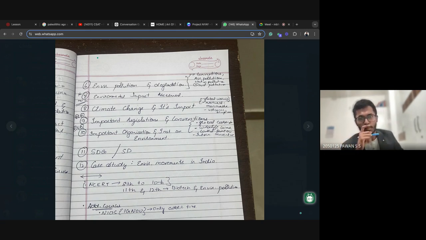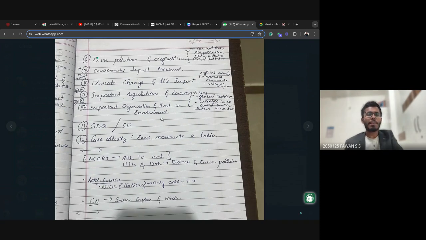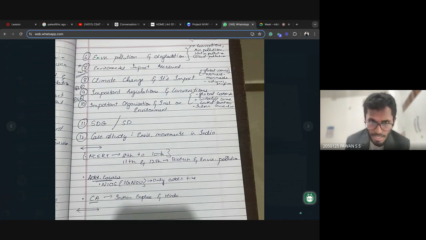Here we'll be learning about global warming, the Wildlife Crime Control Bureau in terms of wildlife, and international conventions. The ninth and tenth chapters are very important: important organizations and the institutions of the environment. We'll try to go into a little more depth. In the eleventh chapter, we'll learn about SDGs and sustainable development. Along with that, in the twelfth chapter, we'll learn about different kinds of case studies. It's a very crucial thing, so give it equal importance.